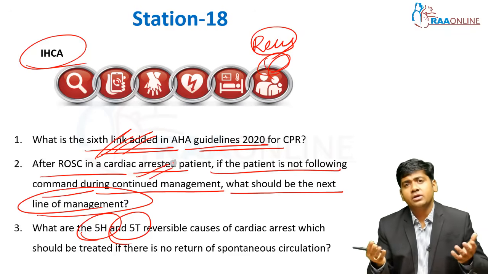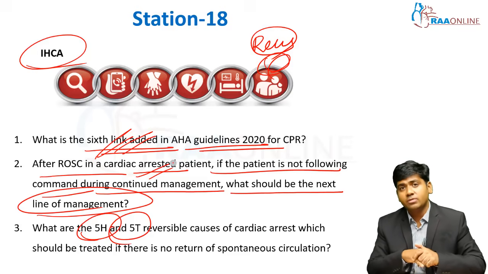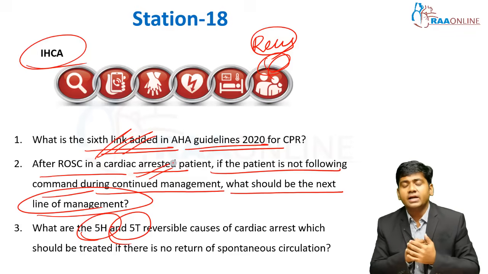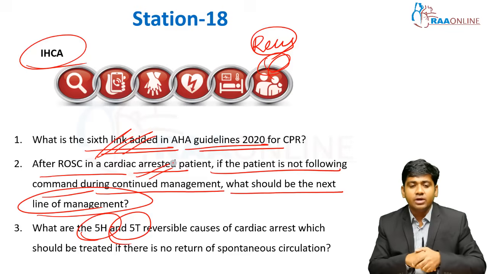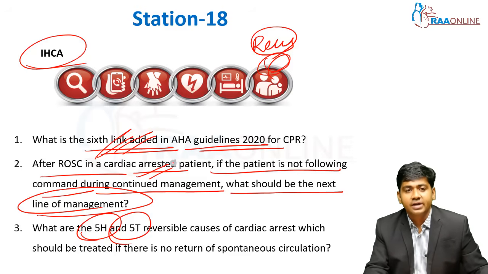We have the initial management and the late management. Either the patient develops spontaneous circulation after being recovered from the CPR, and the brain function becomes deteriorated. So we do target temperature management, we do a CT scan, we do an MRI. And what are the reversible causes, the 5H and 5T? We have already discussed them in the cardiac arrest chapter.